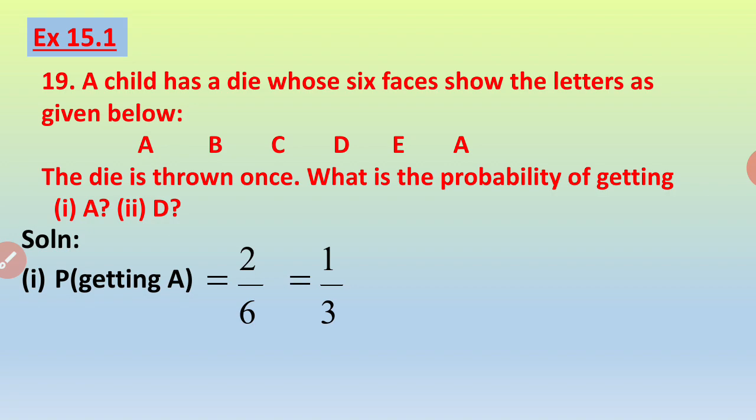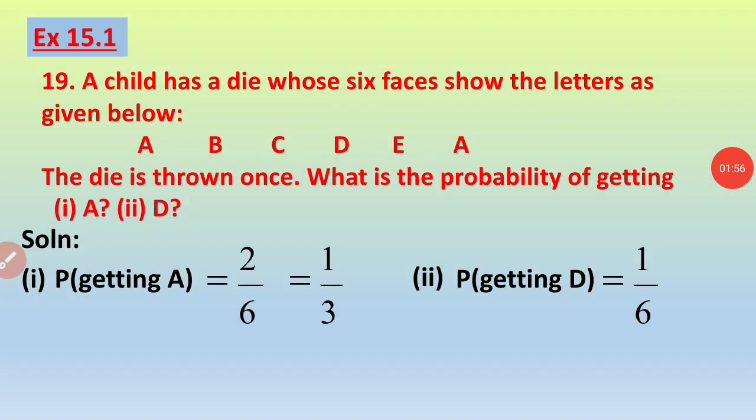The next is finding the probability for D. Now D is there only once out of all the 6 chances. So the probability of getting D will be 1 upon 6. Let's proceed.